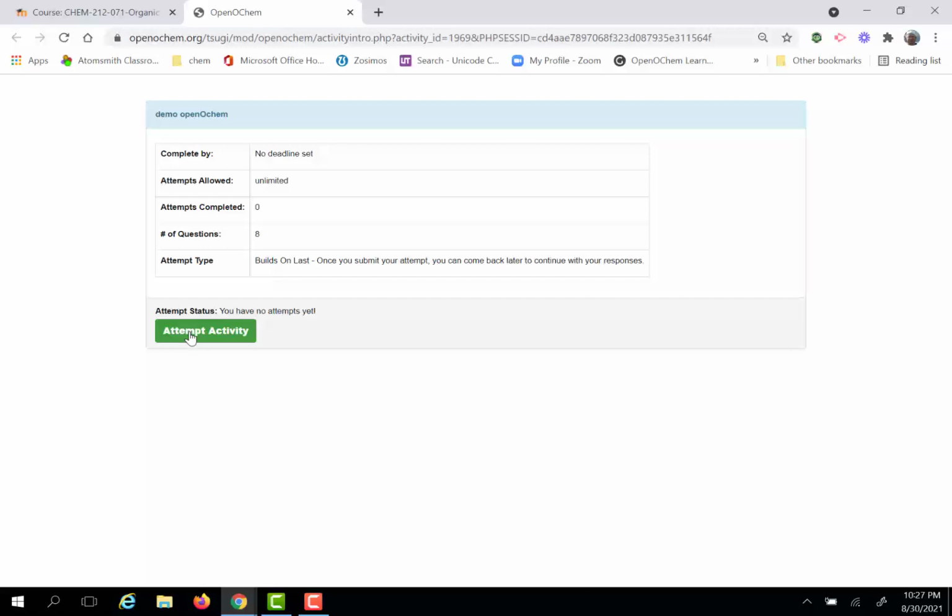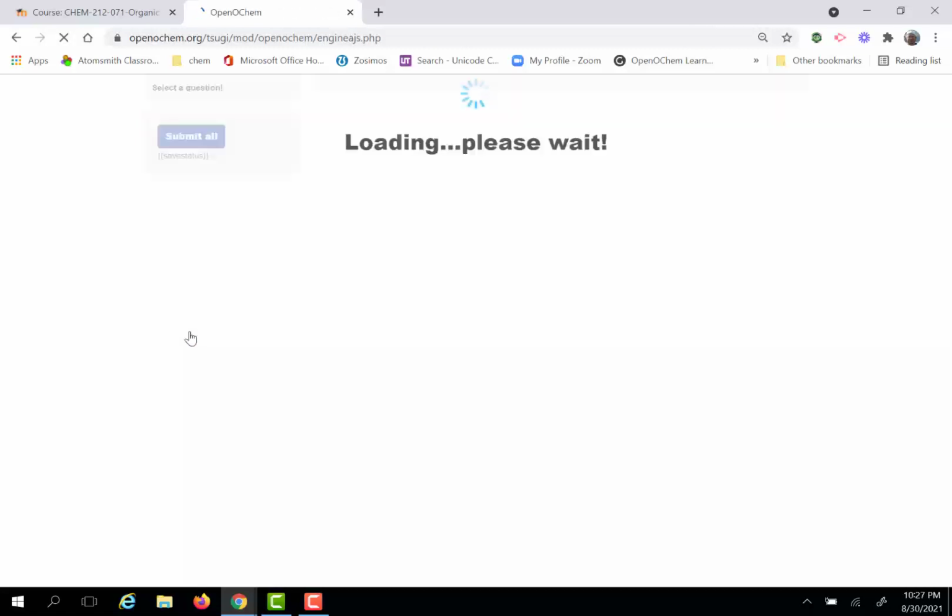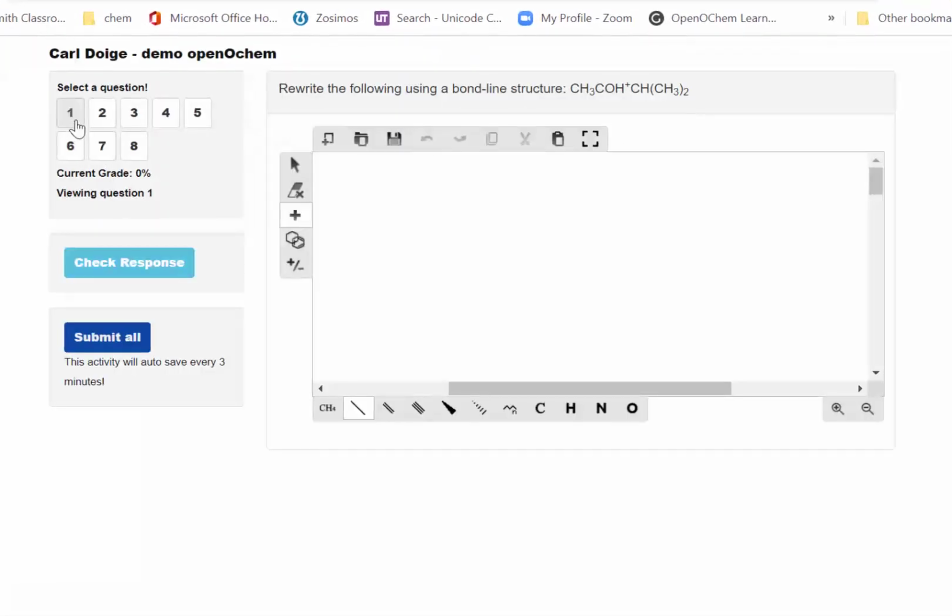Now, because it's a homework exercise, I can keep on trying these activities until finally I get them all correct. And I can leave the homework and come back, that sort of thing. If it's a quiz, you must attempt and then finish the quiz. So again, homework, I can keep on trying until I finally get the final set of answers. This particular homework setup has 8 questions, and I'm going to start with the first question.